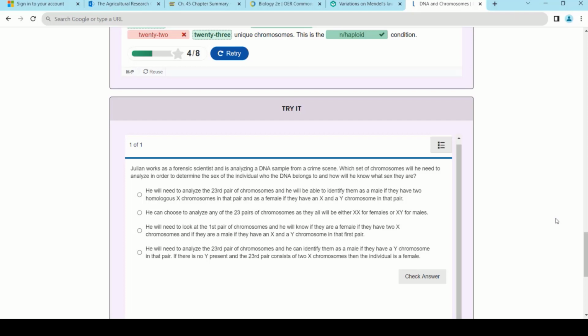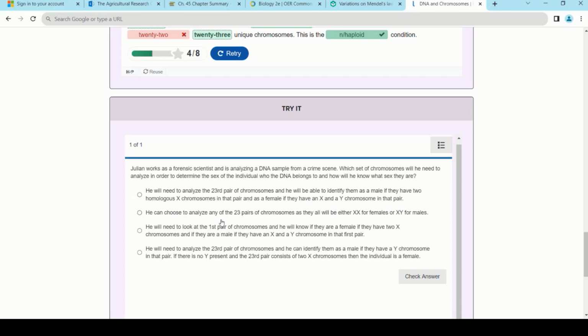Julian works as a forensic scientist and is analyzing a DNA sample from a crime scene. Which set of chromosomes will he need to analyze in order to determine the sex of the individual the DNA belongs to, and how will he know what sex they are? A: He will need to analyze the 23rd pair of chromosomes, and he will identify them as male if they have 2 homologous chromosomes in that pair, and as female if they have an X and a Y chromosome in that pair.